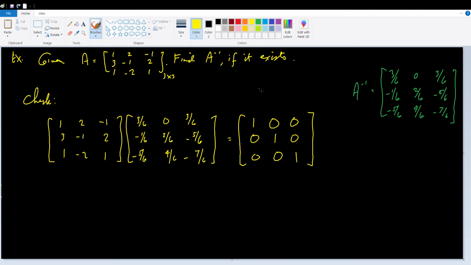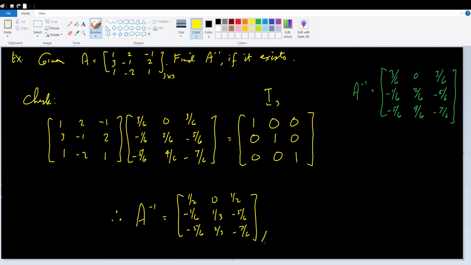Okay, and so we see that this is our I3. So therefore, indeed, our A inverse is 3 over 6 or 1 half, 0, 1 half, negative 1 over 6, 1 third, negative 5 over 6, negative 5 over 6, 2 thirds, and negative 7 over 6. Okay?